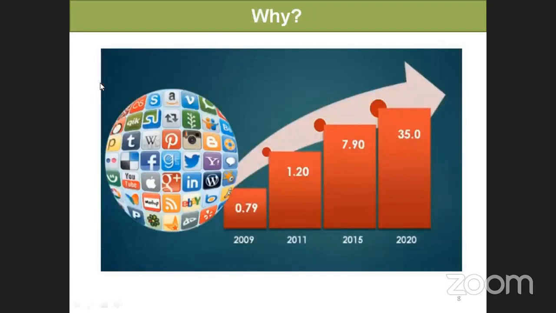Nowadays there is a sudden change in generating data. These are a few social media platforms, and these are the sources of big data. By using these sources, a huge amount of big data is generated. In 2001, it was 0.79, and in 2011 the data size is 1.20 zettabytes. In 2015, 7.90, and by 2020, 35 zettabytes.